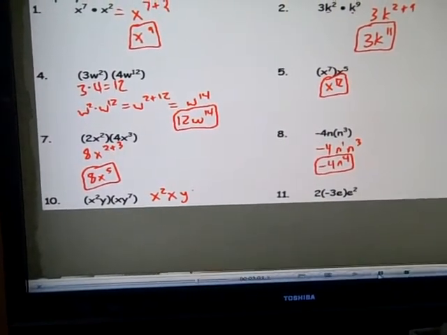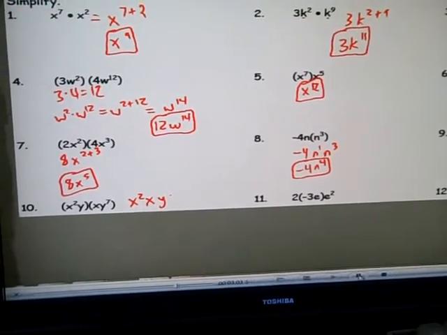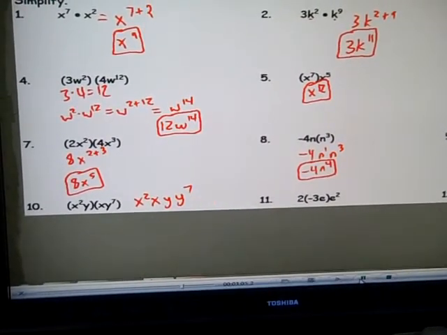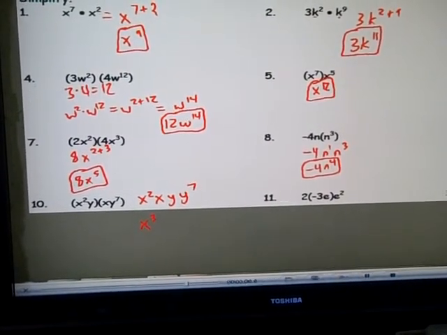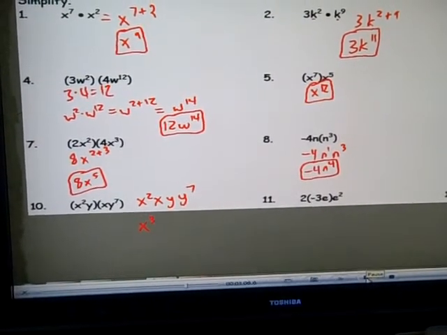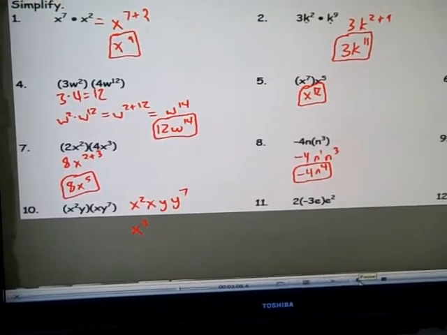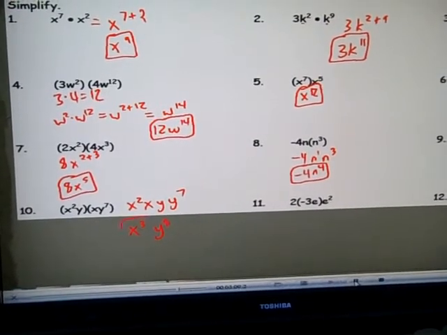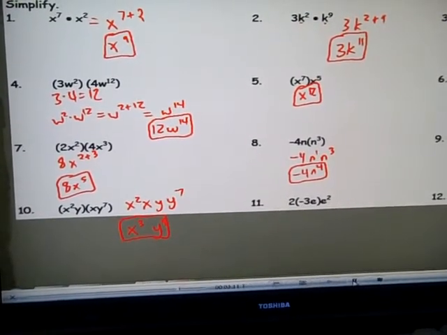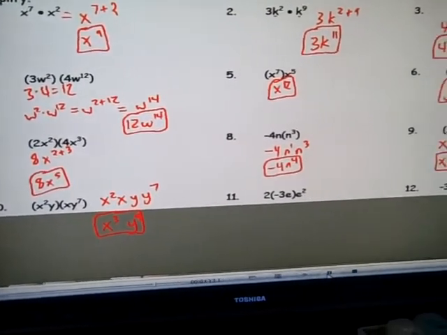Again, with number 10, we write the x's next to each other. It's just for convenience, really. X to the second times x to the first is the same thing as x to the third. We just added the exponents because the base was the same, and the y's we treat the same way. Same base, we keep it y, and we add the exponents. 1 plus 7 is 8. Final answer, x to the third times y to the 8th.